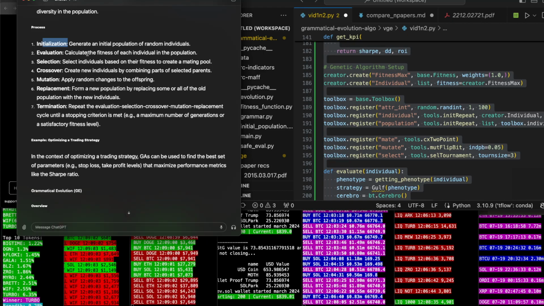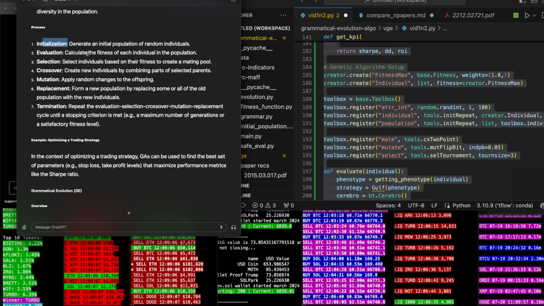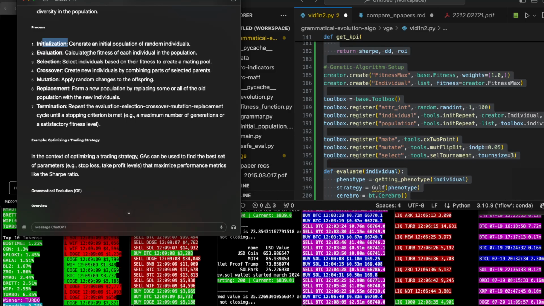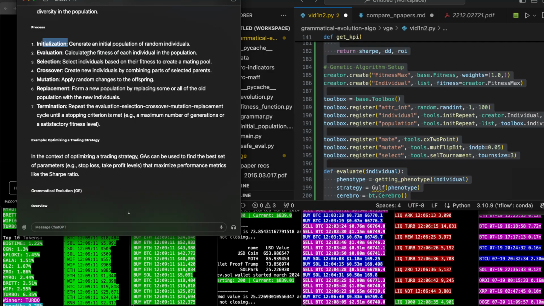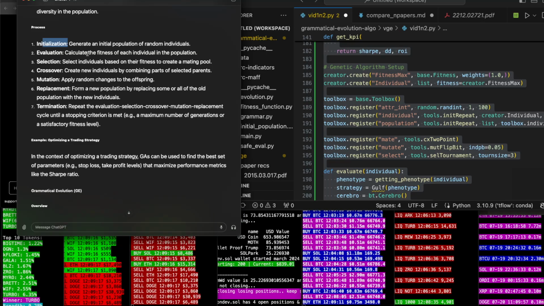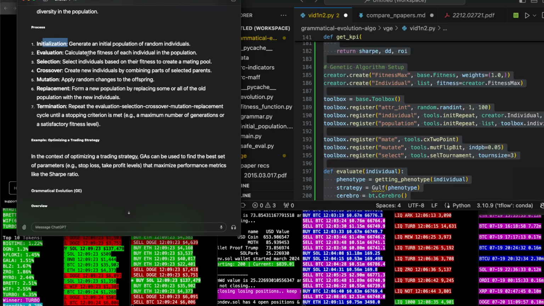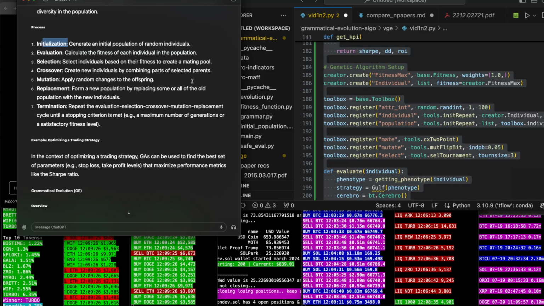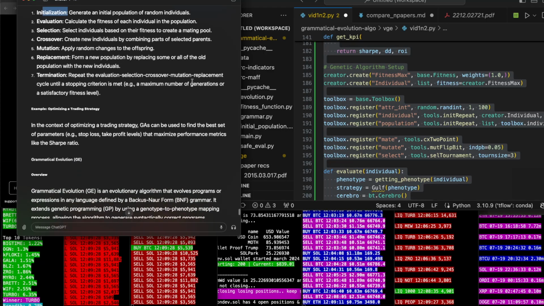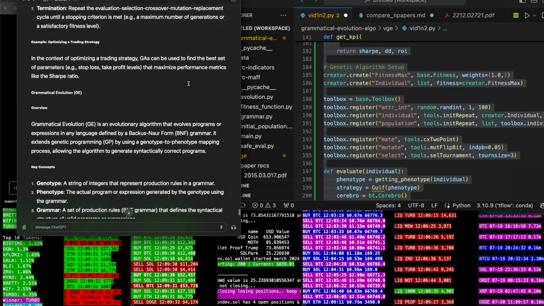Selection, select individuals based on their fitness to create a mating pool. Crossover, create new individuals by combining parts of selected parents. Mutation, apply random changes to the offspring. Replacement, form a new population by replacing some or all of the old population with the new individuals. Termination, repeat the evaluation, selection, crossover, mutation, replacement cycle until a stopping criterion is met.